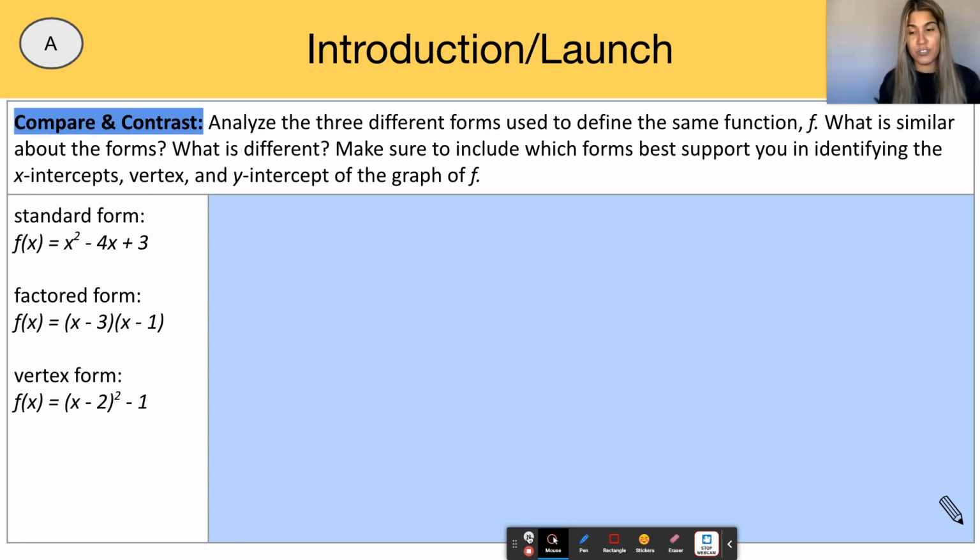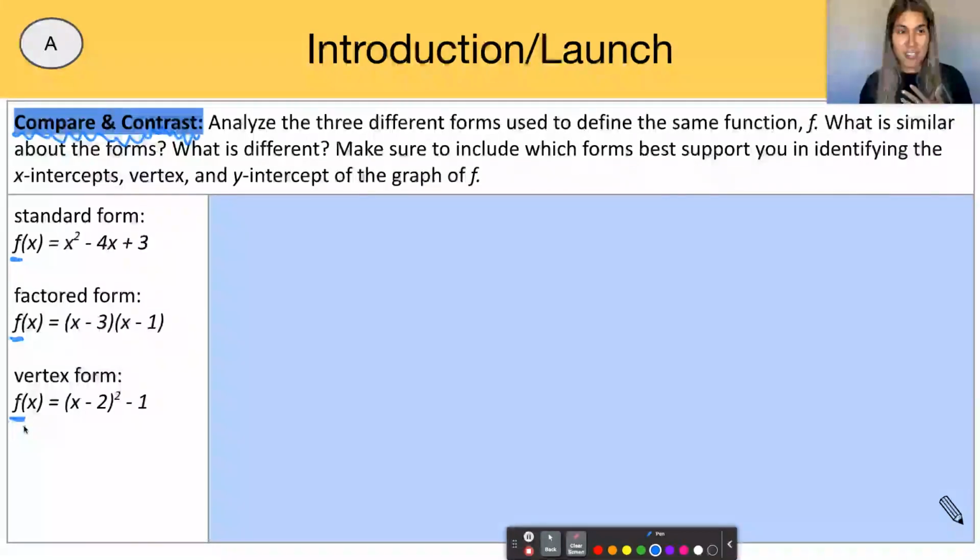Looking at the introduction launch part of our lesson, it says compare and contrast. Analyze 3 different forms used to define the function f. So we have the function f defined right here. It says, what is similar, what is the same or close to the same about the forms? What is different? These are observations you are going to make. There's no wrong or right answer. You are just observing all these 3 forms. Make sure to include which form best supports you in identifying the x-intercept, the vertex, and the y-intercept. Remember those vocab words and the names of the forms. The vertex form, what does it help me find? The factored form, what does it help me find? Standard form, what does that give me? Start making those relationships between all of the words and the different forms.